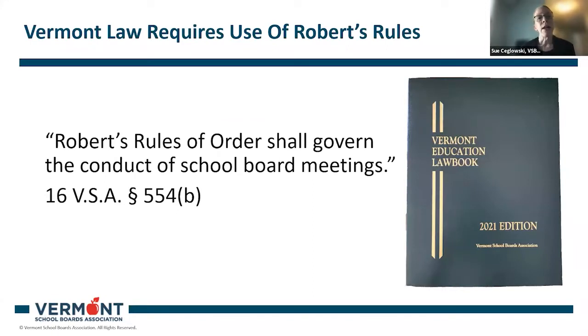So moving on, Vermont law requires use of Robert's Rules. Section 554 of Title 16 states that Robert's Rules of Order shall govern the conduct of school board meetings. And when the legislature uses the word shall, it means that that action is required. So school boards are required to use Robert's Rules of Order, and smaller boards may vote to use Robert's Rules for small boards, which have some modifications that permit some greater flexibility and informality.